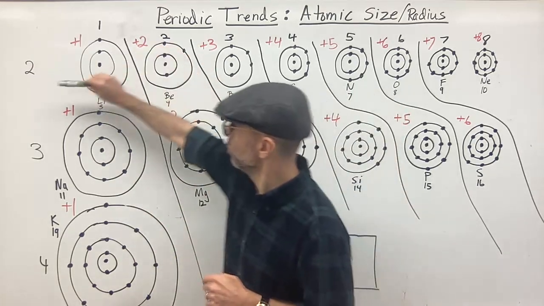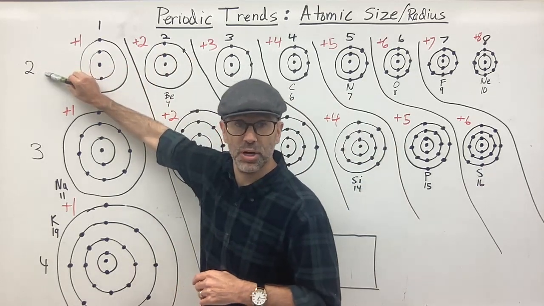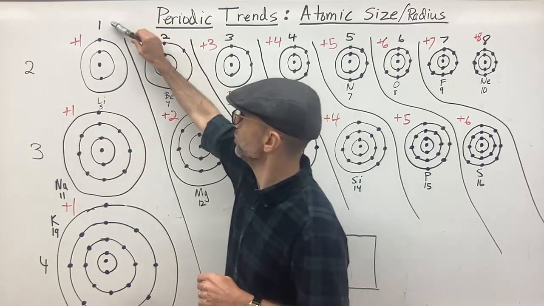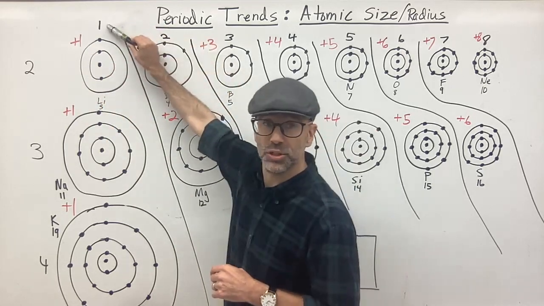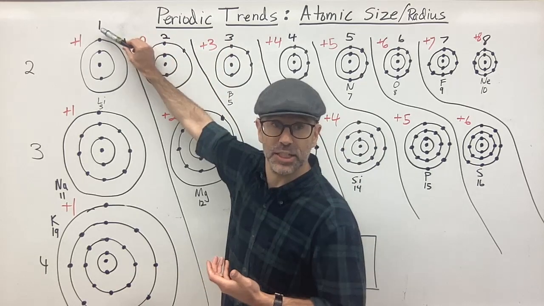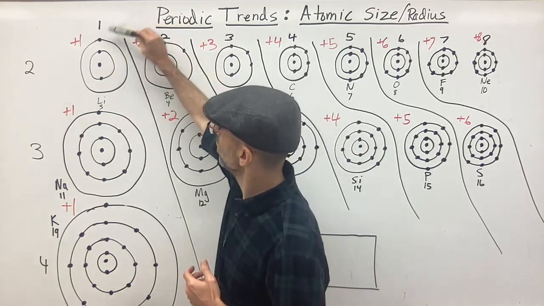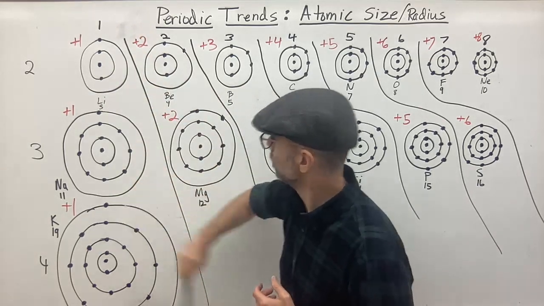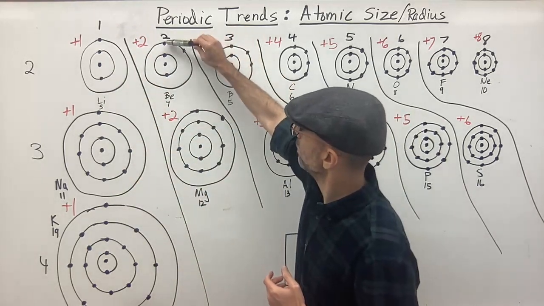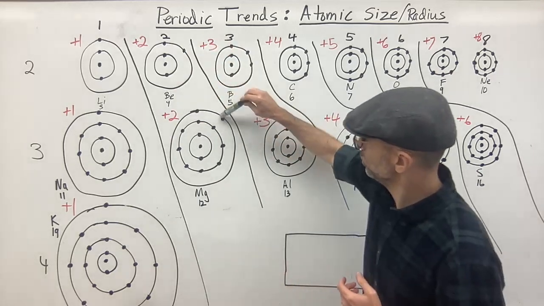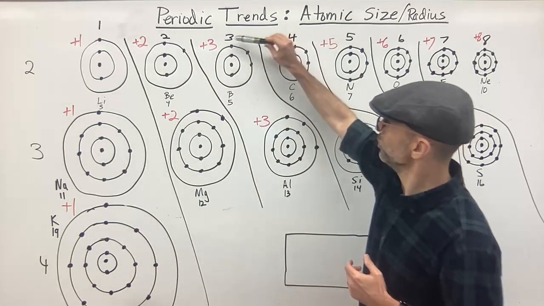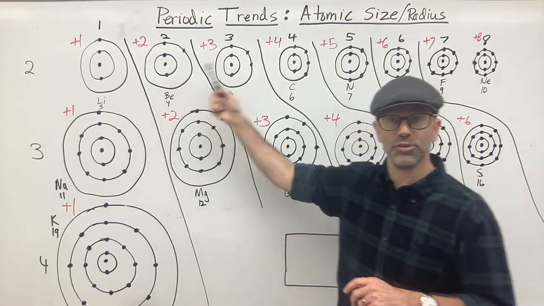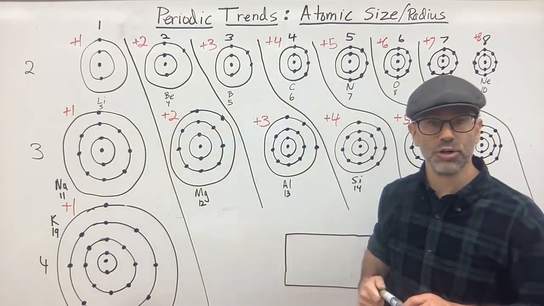So here, remember the period number corresponds to the number of energy levels you have. The group number corresponds to the number of valence electrons. So you'll notice here in group 1, we have 1 valence electron, 1 valence electron, 1 valence electron. For group 2, we have 2 valence electrons, 2 valence electrons. Group 3, we have 3 valence electrons, 3 valence electrons. So the group number tells you the number of valence electrons on that outermost shell.